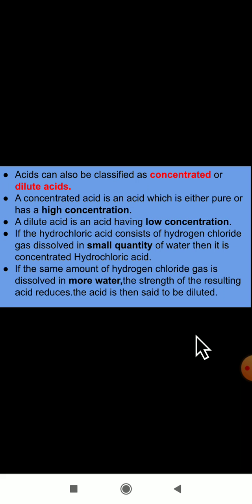A dilute acid is an acid having a low concentration. It has a low concentration. It is, you can say, impure. Something is mixed in that acid; it is not in a pure form.